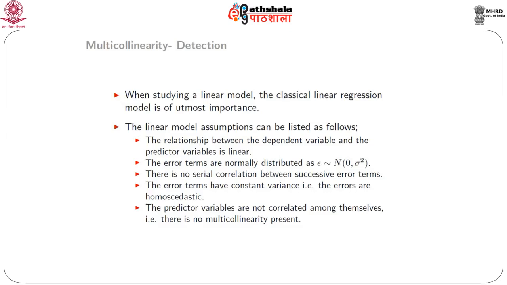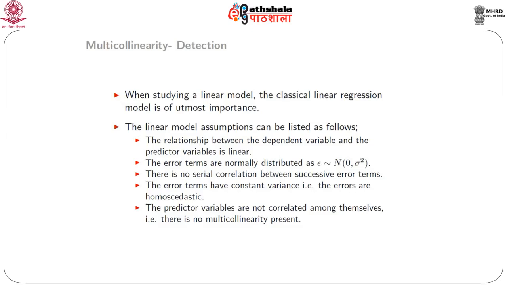When we say error terms have constant variance, we mean that in assumption 2, the sigma square that we talked about, which is the variance of the error term, remains the same for every error term for every observation. This assumption is called the assumption of homoscedasticity. When the error terms have constant variance, they are called homoscedastic. When the variance varies from one error term to another, they are called heteroscedastic.